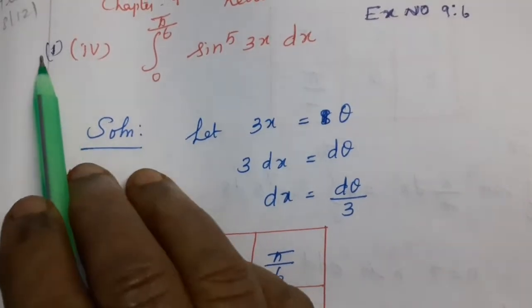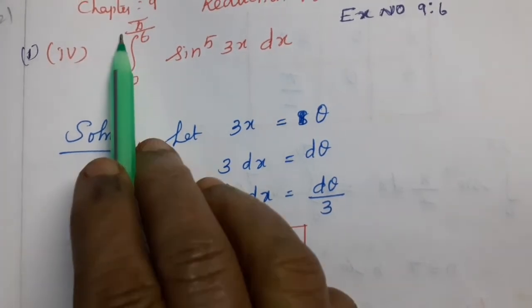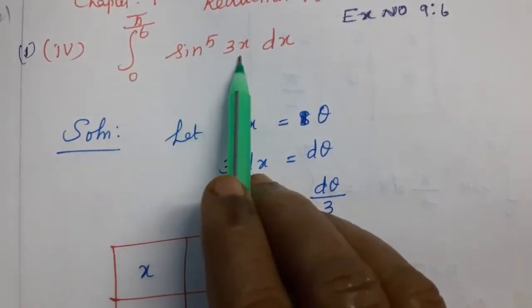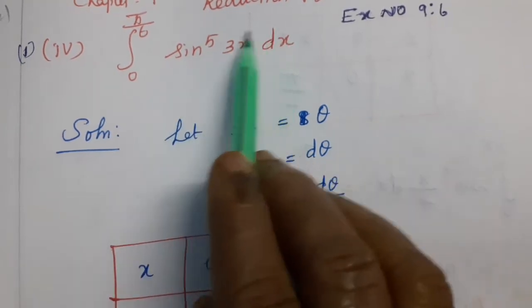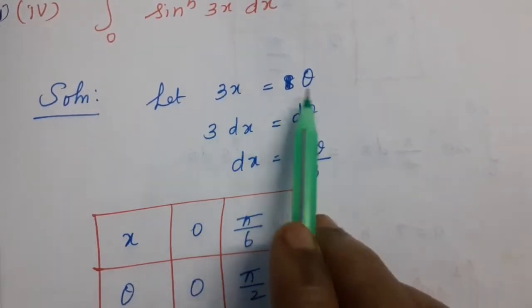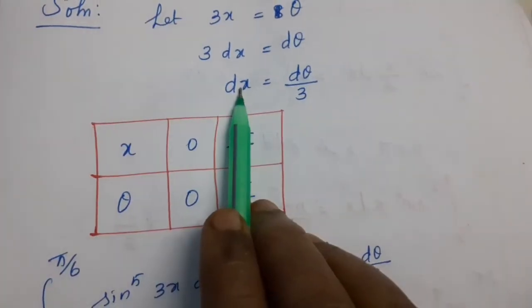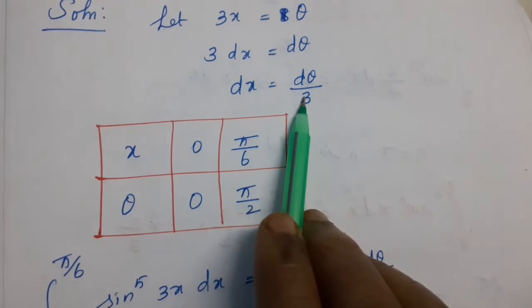See the fourth subdivision. Now the integral from 0 to pi by 6 of sin power 5 of 3x dx. Now this 3x is taken as theta. 3x is equal to theta, 3 into dx is equal to d theta, that is dx is equal to d theta by 3.